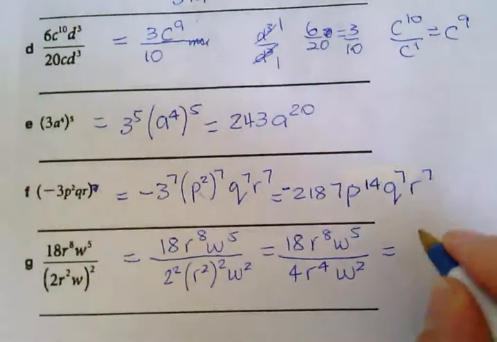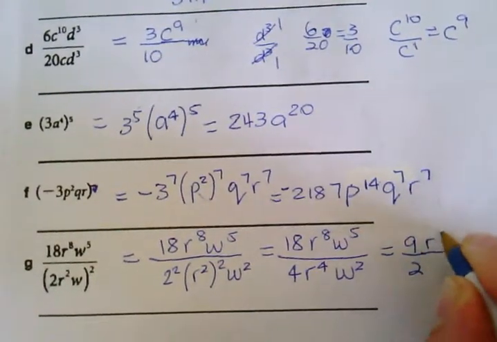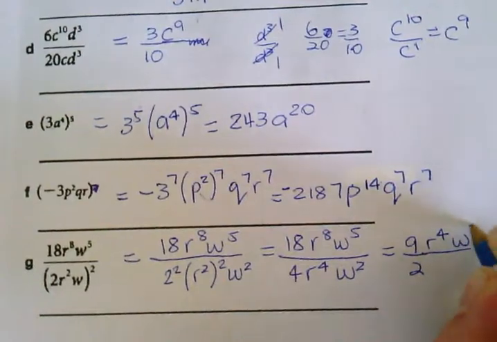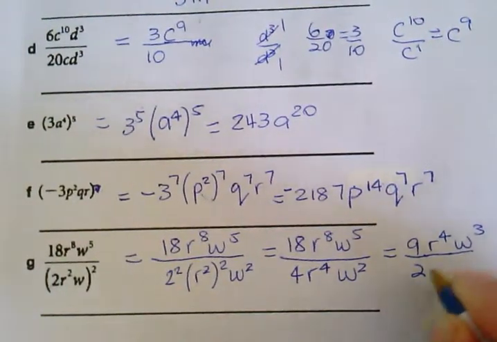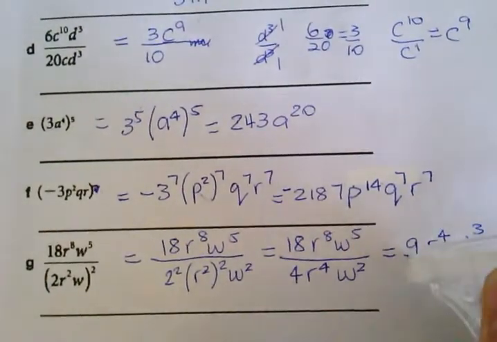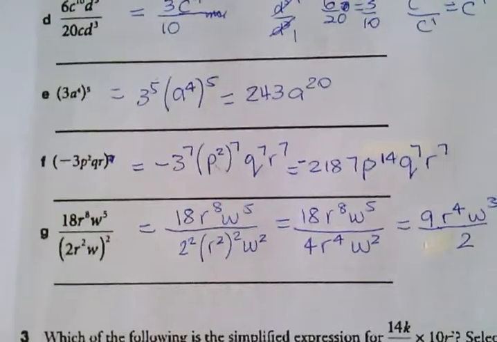Now 18 over 4 simplifies to 9 over 2. R8 over R4 is R4 on the numerator there. And w to the power of 5 divided by w squared is w to the power of 3 on the numerator. I'll just move that 2 in the middle over there. So it's 9r to the power of 4, w to the power of 3 over 2.